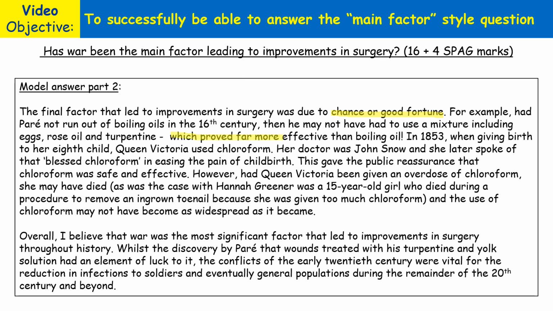Now, what I would say is if you can think of examples that you haven't used in previous paragraphs, try and do that. Now, I know I mentioned Paré when it came to the factor of war and how war led to improvements in surgery. Sometimes if you're running out of evidence or ideas that you can use within your factor or your paragraph, you might have to repeat a significant individual, but try to avoid doing this if you can. I know in this answer I've repeated using Paré again, but if you can think of other examples that you haven't used previously in your answer, I would recommend doing that instead.